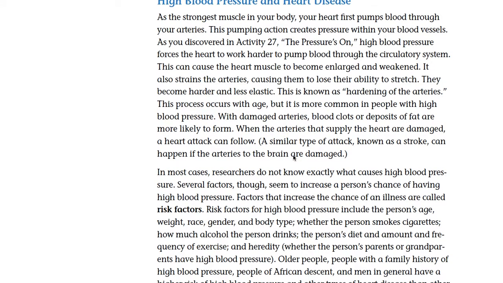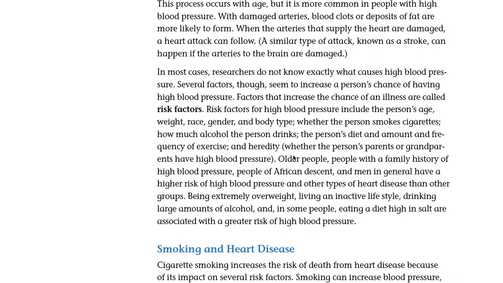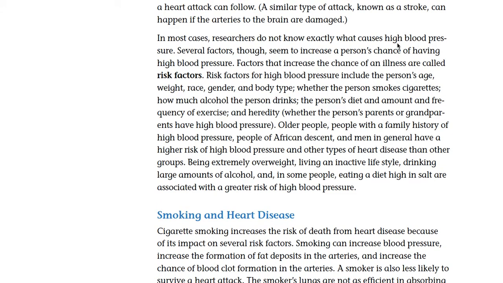A similar type of heart attack, known as a stroke, can happen if the arteries to the brain are damaged. In most cases, researchers do not know exactly what causes high blood pressure. Several factors, though, seem to increase a person's chance of having high blood pressure. Factors that increase the chance of an illness are called risk factors.